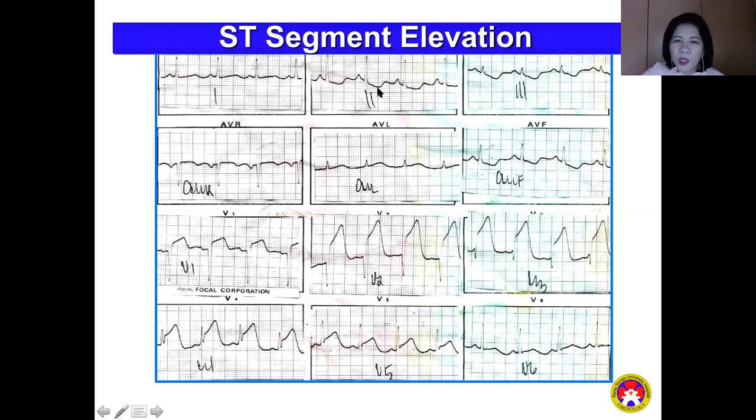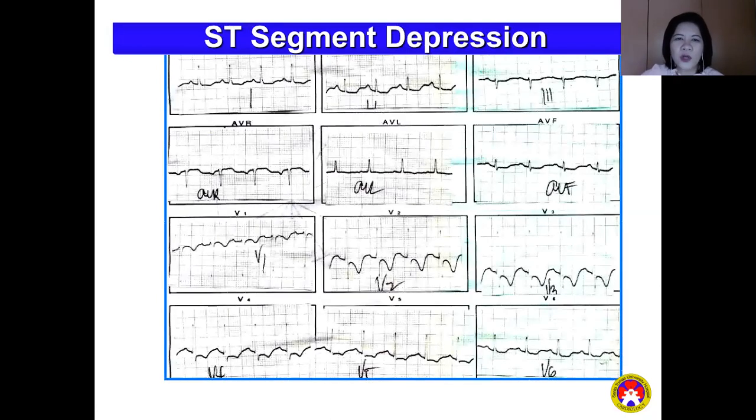The downsloping ST depression that you see in lead 2, 3, and AVF may be read as reciprocal changes, or what is the reciprocal of an elevation, which is a depression. So this is reciprocal changes, or this can already tell you that there is ischemia over the inferior wall. Okay. Let's look at another tracing.